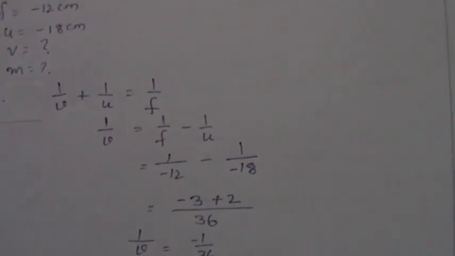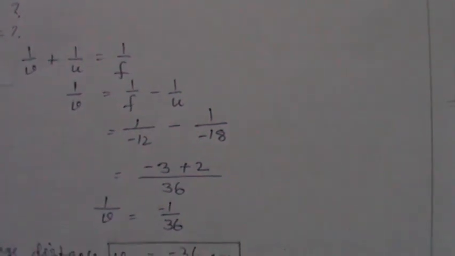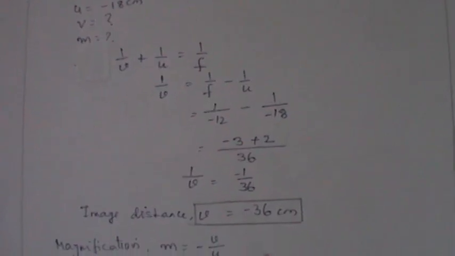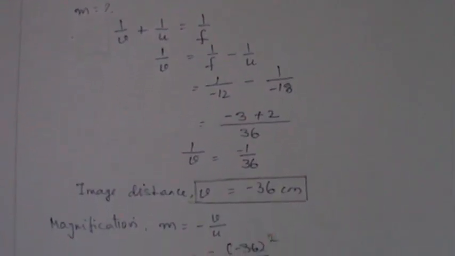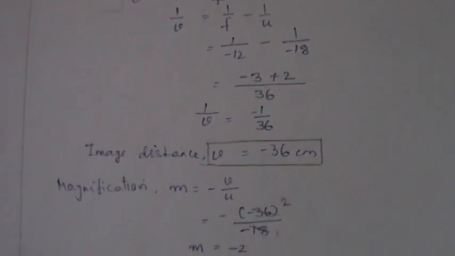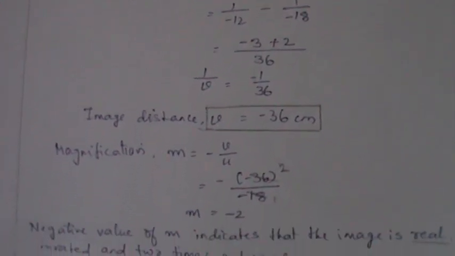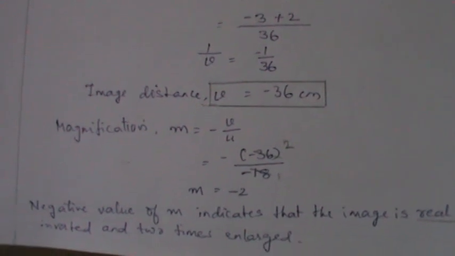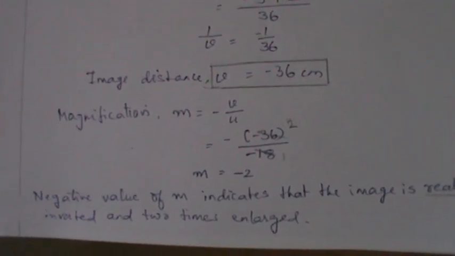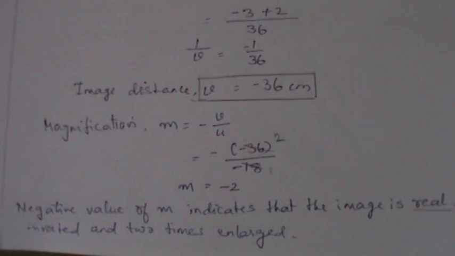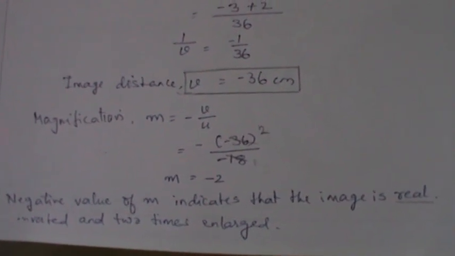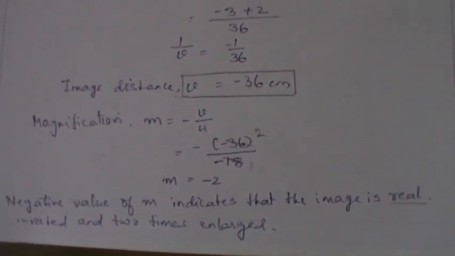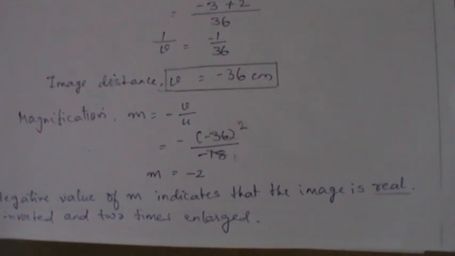1 upon v plus 1 upon u is equal to 1 upon f. Substitute the values and you get image distance v is equal to minus 36 cm. Magnification m is equal to minus v by u. That comes to minus 2. Therefore, negative value of m indicates that the image is real, inverted and 2 times enlarged.